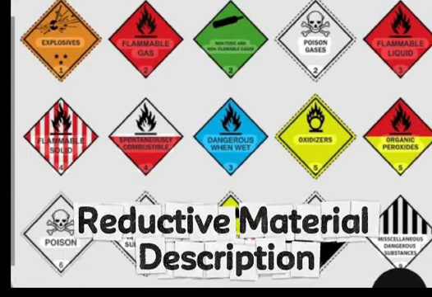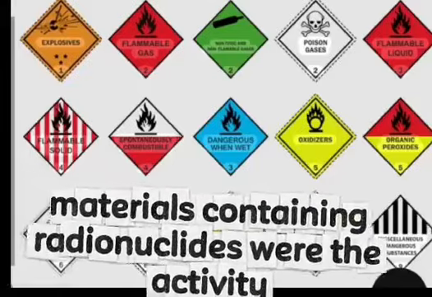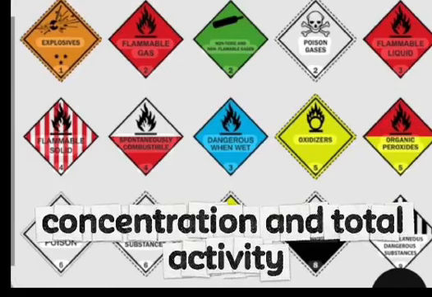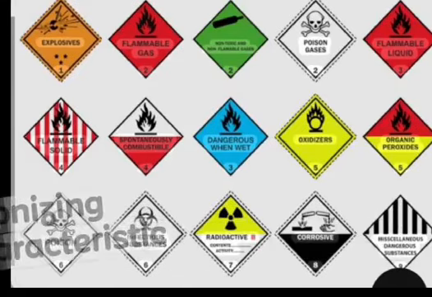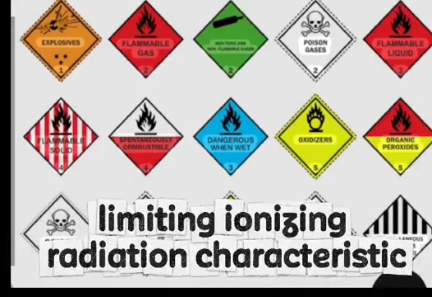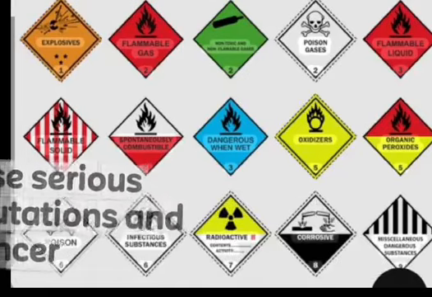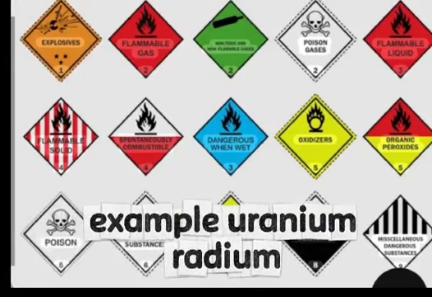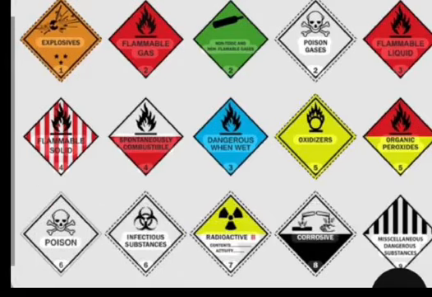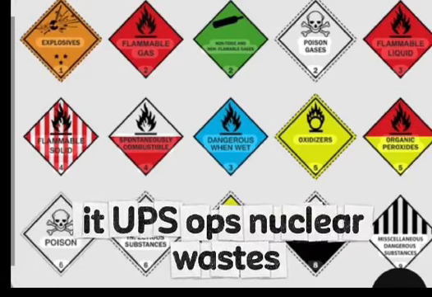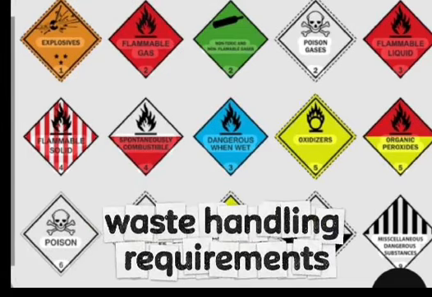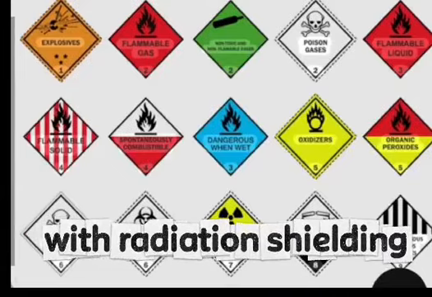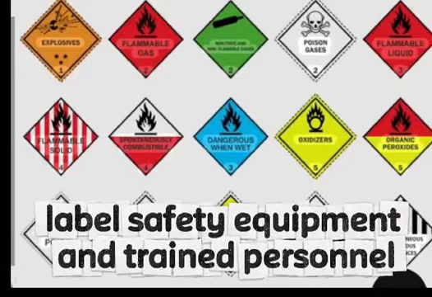Radioactive material. Description: materials containing radionuclides where the activity, concentration, and total activity exceed specified limits, emitting ionizing radiation. Characteristic: can cause cellular damage, mutations, and cancer. Example: uranium, radiomedical isotopes, nuclear waste. Handling requirements: transport in special containers with radiation shielding, labels, safety equipment, and trained personnel.